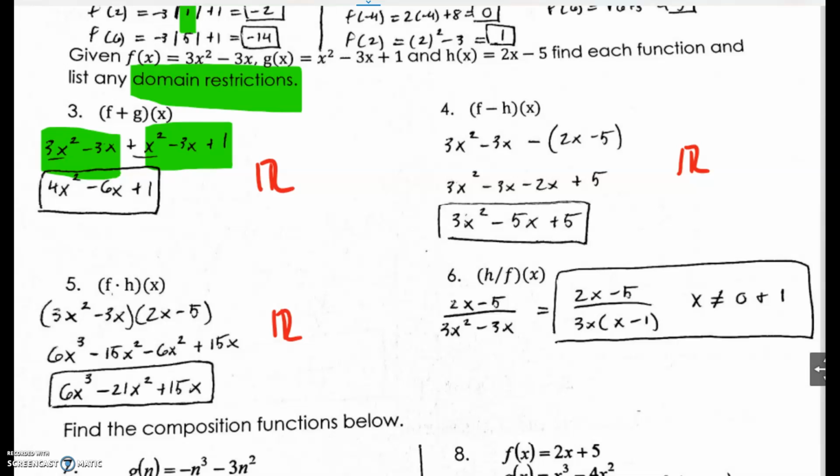So these first 3 should be all real numbers, and you can also see, because when you put the 2 functions together, what are you left with? Well, you're left with a quadratic, and you don't have any domain restrictions with a quadratic. You can plug any number in and get an output.